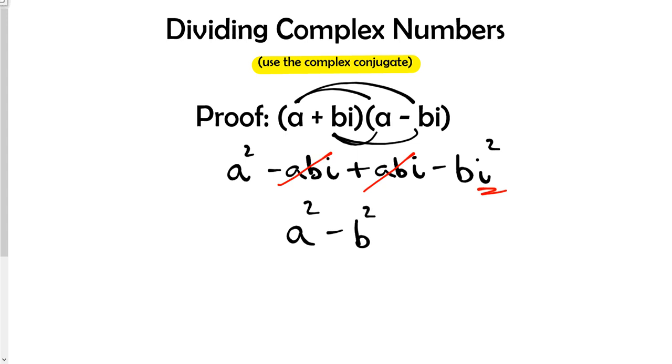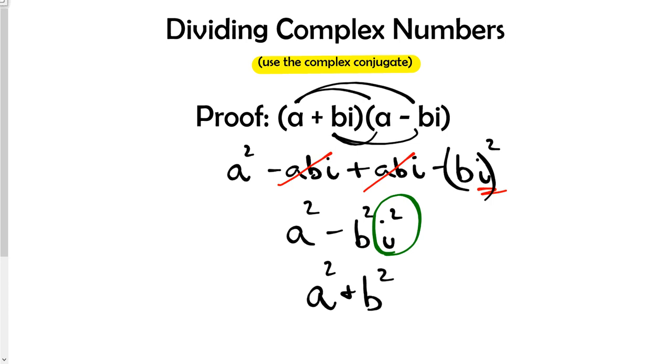b squared i squared. Because I probably should have put a set of parentheses around that, because that certainly makes it a little bit more sensical there. So this i squared that's over here, well, that's going to turn into a what? A negative 1. And what's negative 1 times negative b squared? Well, positive b squared. So it's just a squared plus b squared, right? So this is a real number. Okay, there are no i's in it, so it's only a real number. It is a pure real number.